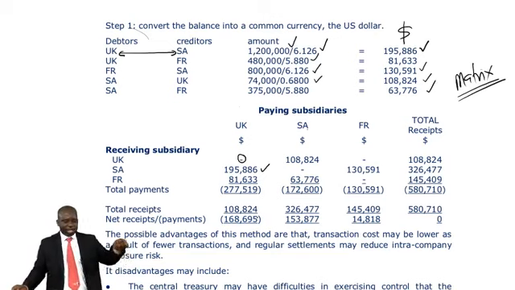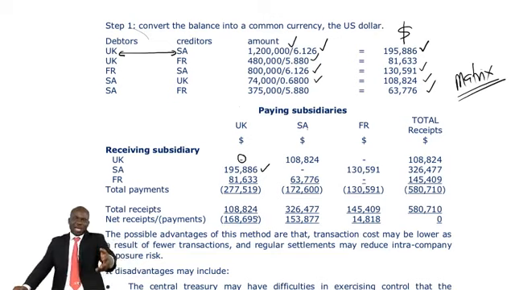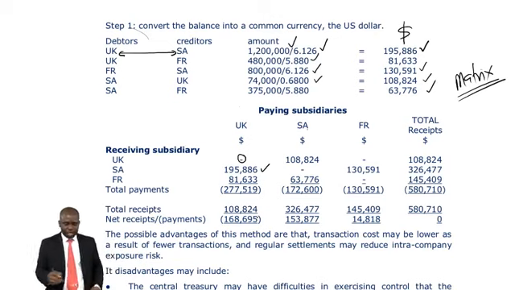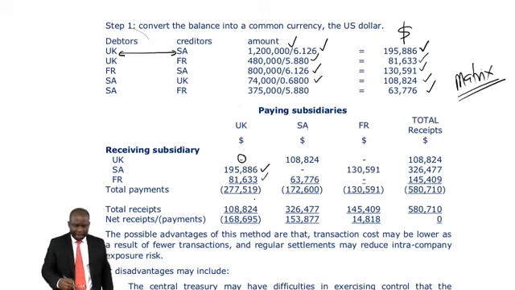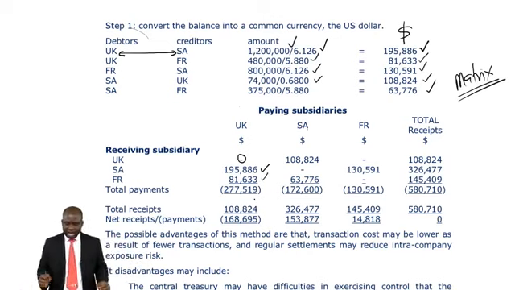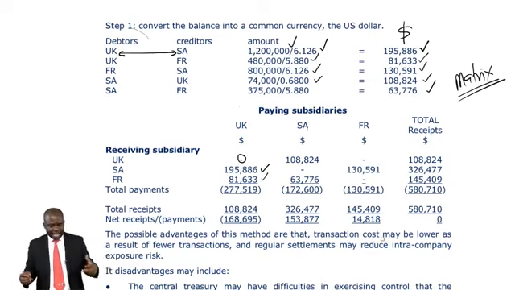The next one is UK paying France, because UK is a debtor and France is a creditor. So UK paying, you are reading down. France receiving, you are reading across. That is why this figure came here. Next one is France paying South Africa. If France is paying, we're going to read down, and South Africa is receiving, we're reading across. This is where it intersects. You put it there. And then you ask the question again, what is the next?